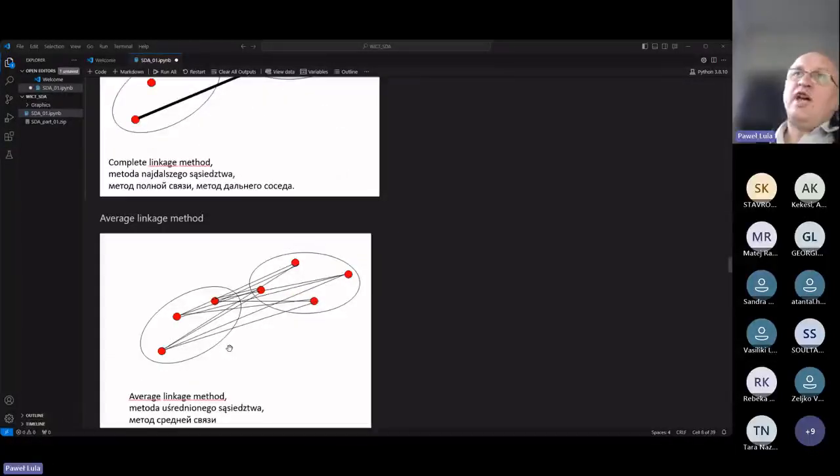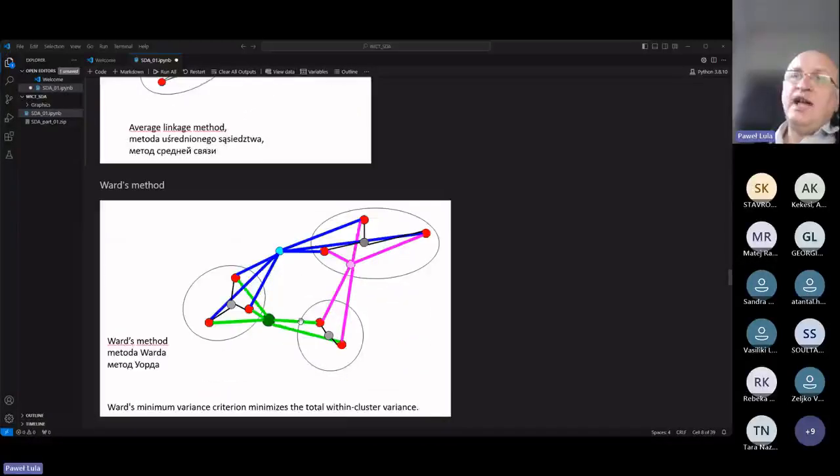Also, we have average linkage method. And in this approach, we should calculate distances between every pair of objects belonging to these two groups, to these two clusters. And these distances are represented by these lines, which we see on this picture. We should calculate the average value for these lengths, and this average value represents the similarity or the distance between these two clusters.